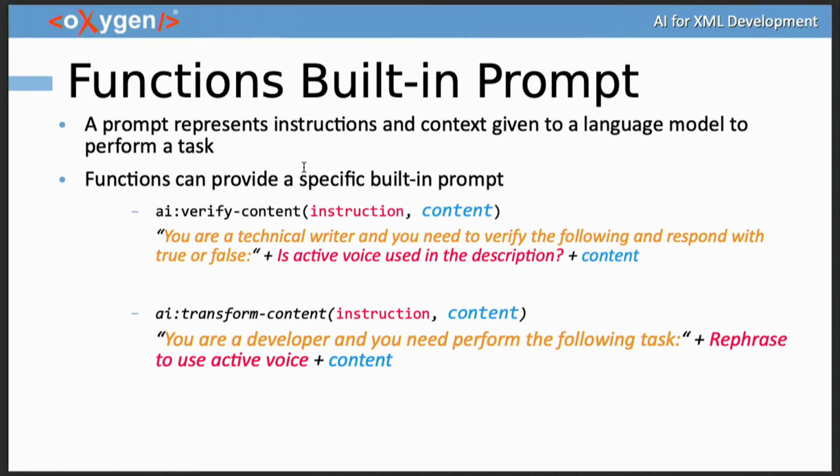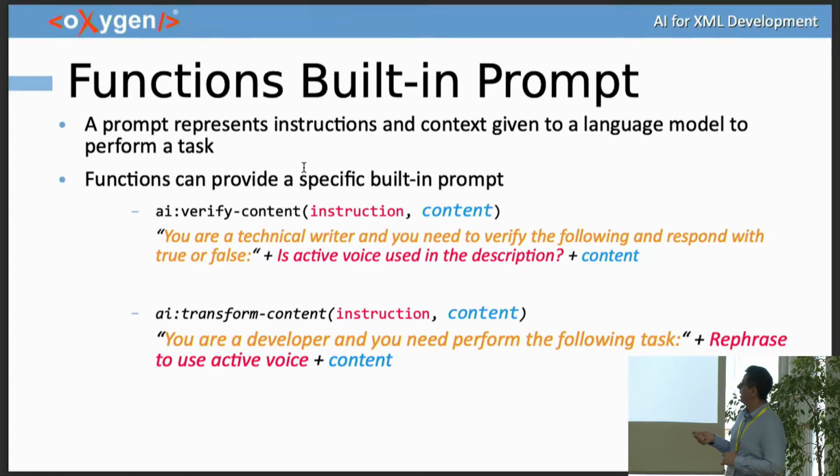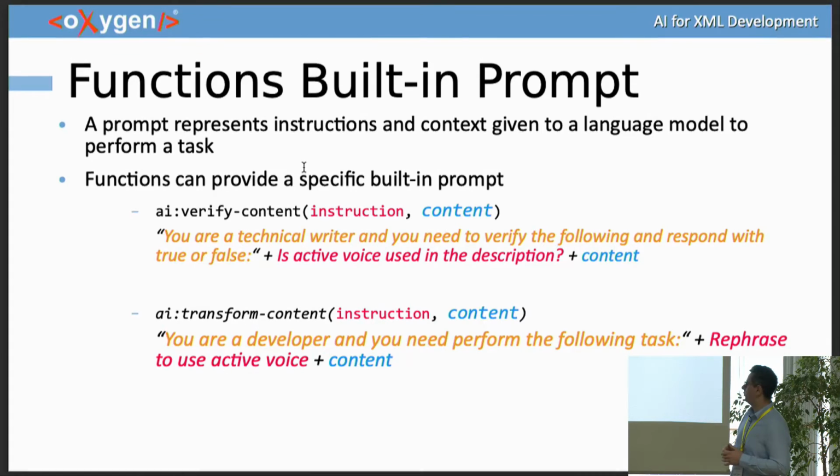So an example would be to have a function that will verify the content and a function that will transform the content. So you can have a function that will say, okay, I want to verify the following content, and you can pass an instruction to this function and the content that needs to be verified, and then have a built-in prompt in the function that the user will not see and will tell it to respond with true or false.